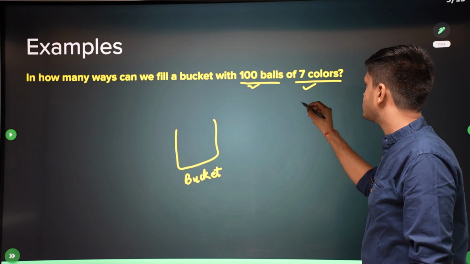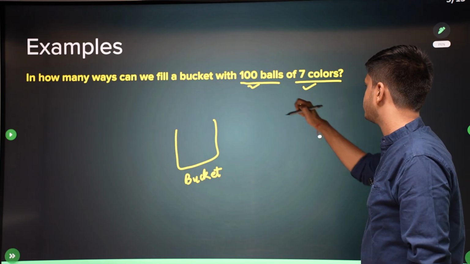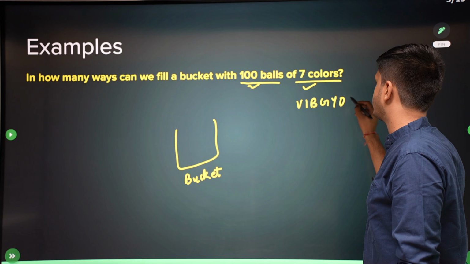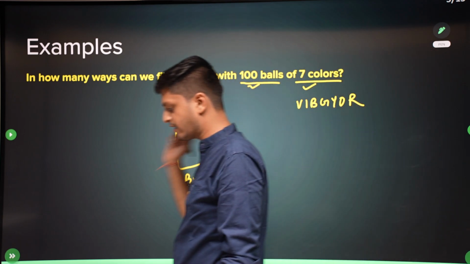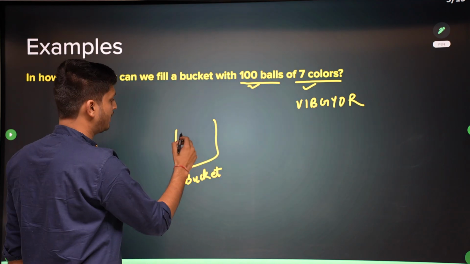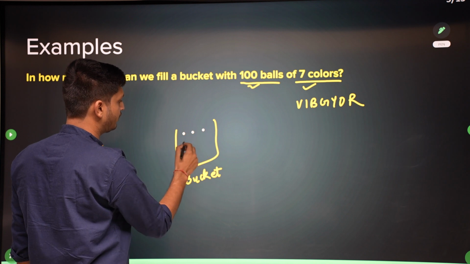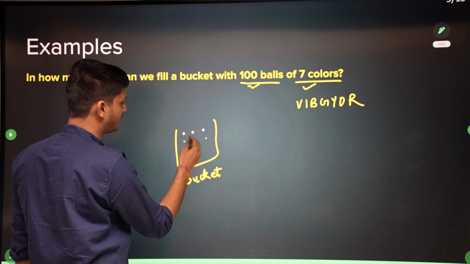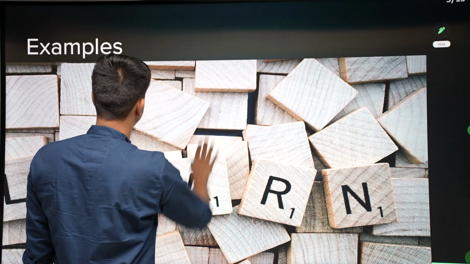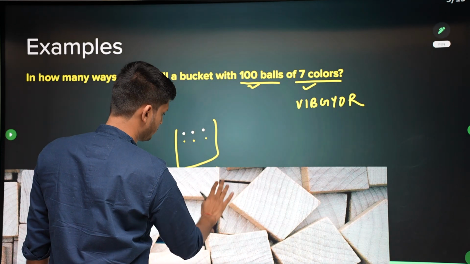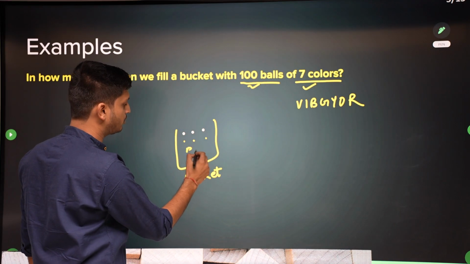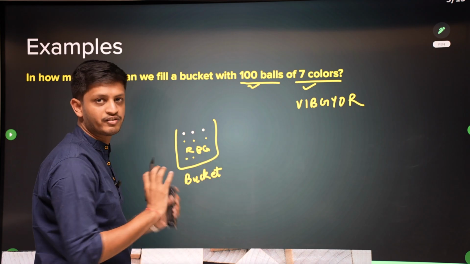So basically there are 7 colors, let's say red, green and so on. Let's say VIBGYOR, anything. Let's say there are 7 colors: violet, indigo, blue, green, yellow, orange and red. And you have to fill a bucket with 100 balls of these colors. So you will have a few white balls, a few yellow balls, balls with different colors. You can have red balls or blue balls or green balls. You will have 100 balls but of different colors.